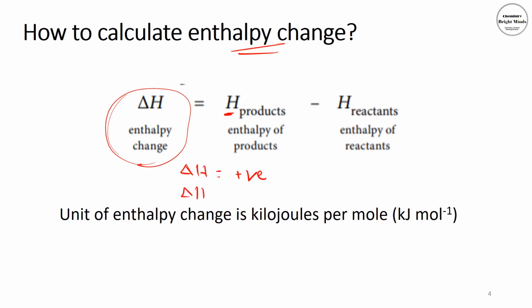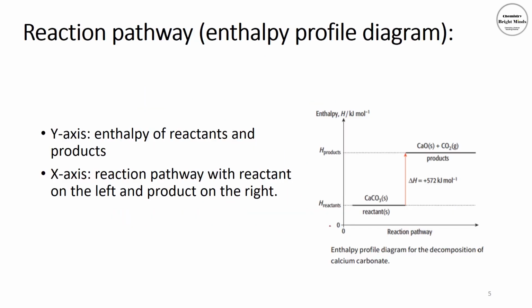If I have my delta H with a negative value, this means my product enthalpy is less than my reactant enthalpy. This means I have a negative value for the delta H, and this will be considered an exothermic reaction. So this one is exo, and this one will be endo. The unit of the enthalpy change is kilojoules per mole.